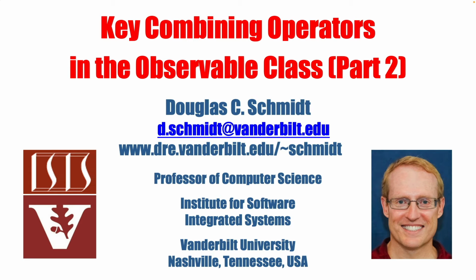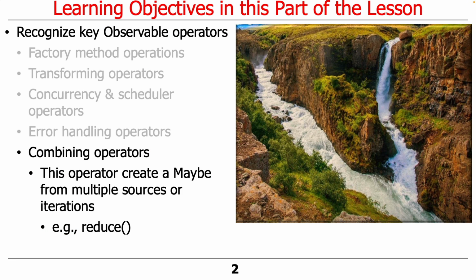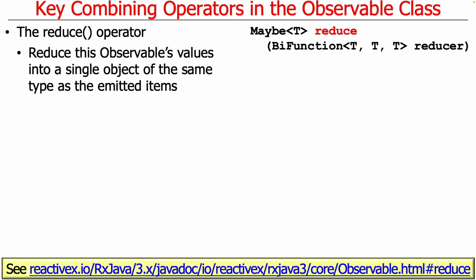So we're now going to turn our attention to some more combining operators in the observable class. Before, when we talked about this, we had talked about the repeat and merge with operators that returned observables that integrated multiple sources or multiple iterations. We're now going to talk about another combining operator called reduce, which will create a maybe from multiple sources or iterations. So that'll be our focus of this next discussion. So let's take a look and see how this works.